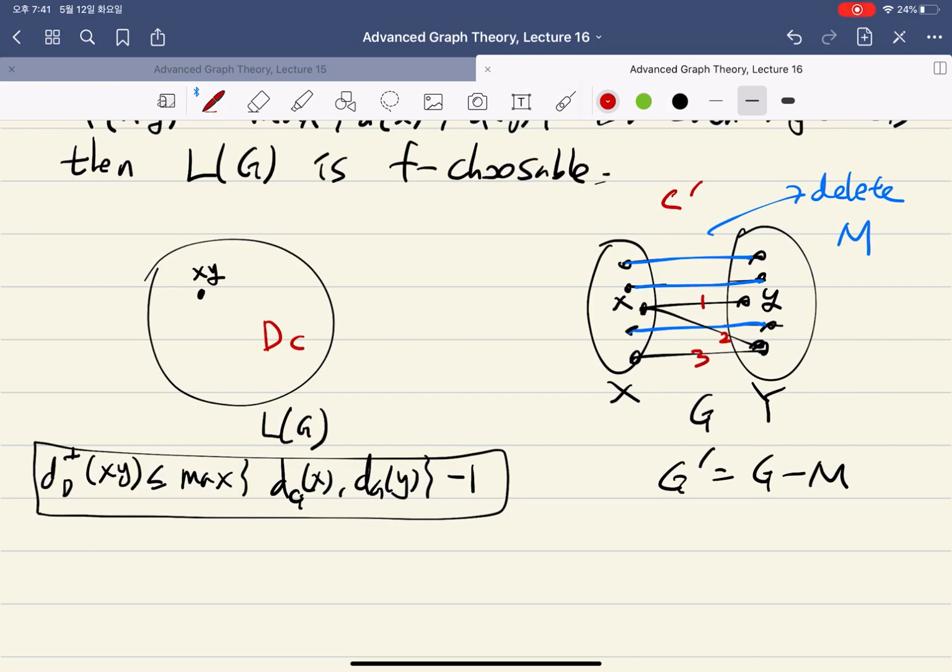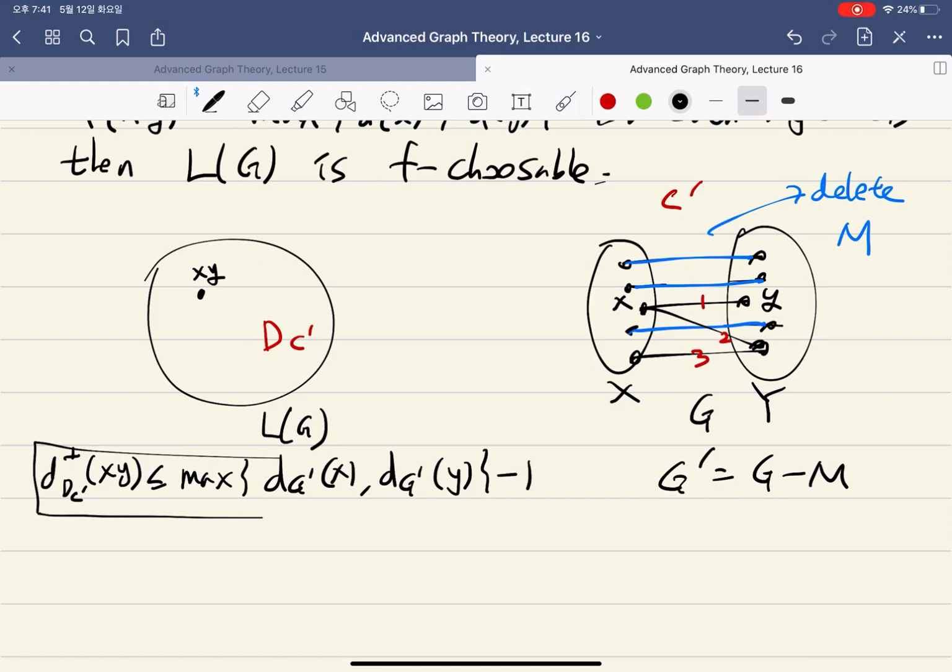And then, according to this C prime, we can get the orientation which satisfies this D_C prime. And here it's G prime, and here it's d_G prime of y minus 1. This is satisfied. Let's say the deleted edges are E1, E2, E3. Once we have this induction, by induction we have this certain C prime, which gives us the kernel perfect orientation D_C prime, which satisfies this.